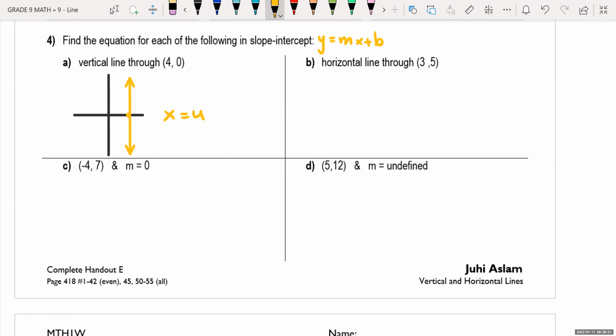All right, next question. It says a horizontal line going through 3, 5. So I see the word horizontal, which means I need to sketch it out because we can't use actual calculations or anything for this. We have to just draw a picture and see what's happening.